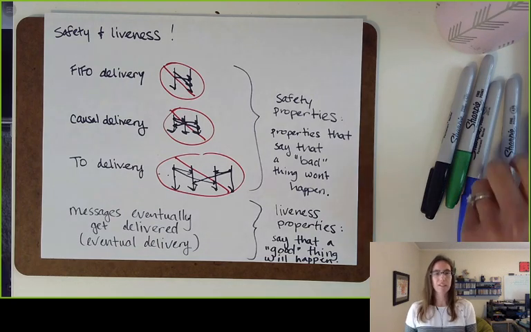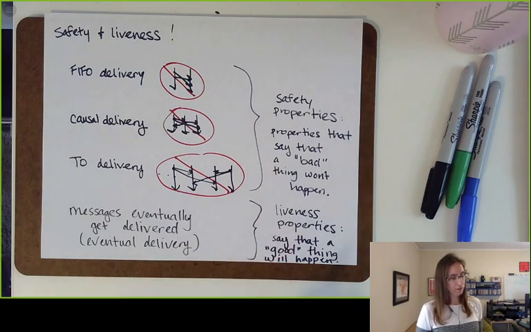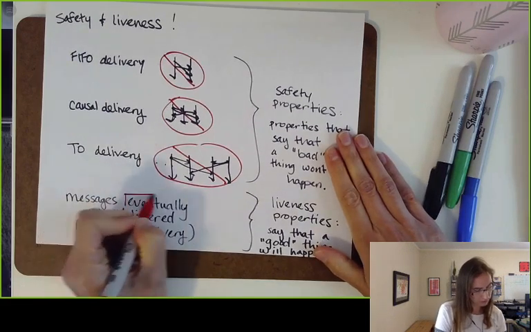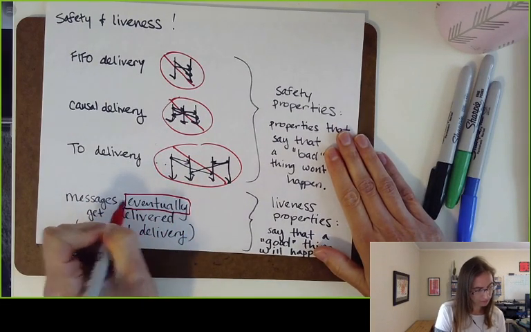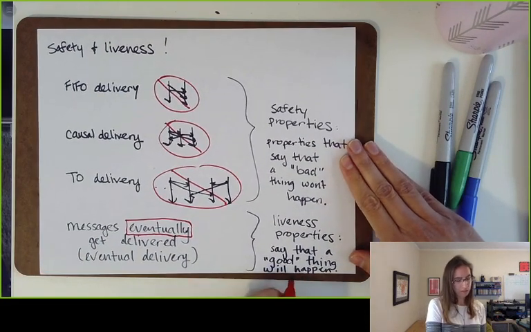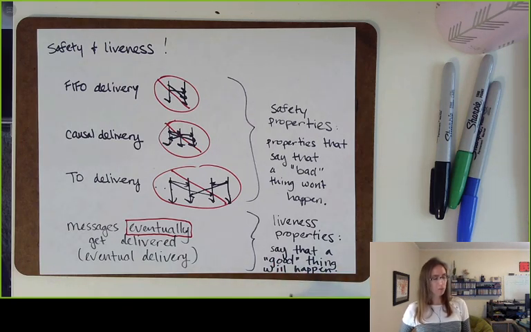A big hint, if you're trying to figure out whether a property is a safety property or a liveness property, is this word eventually. And you can think of the word eventually kind of implicitly being in here. So when we say that a good thing will happen, it means that a good thing will eventually happen, sooner or later.